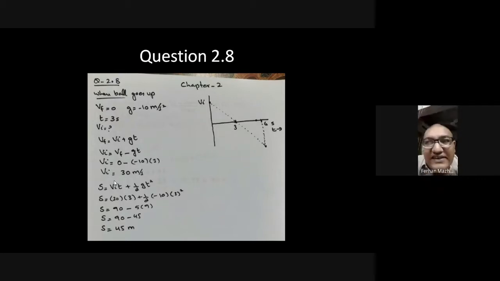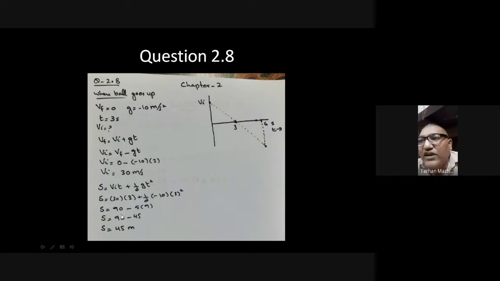The time taken in going upward is 3 seconds. The g value, or the acceleration value, is minus 10. You just put these values into the second equation of motion. S is equal to Vi t plus half a t square. So Vi is 30, t is 3, plus 1 by 2, g value is minus 10, t value is 3, its square. So S will be equal to, just do the calculation.